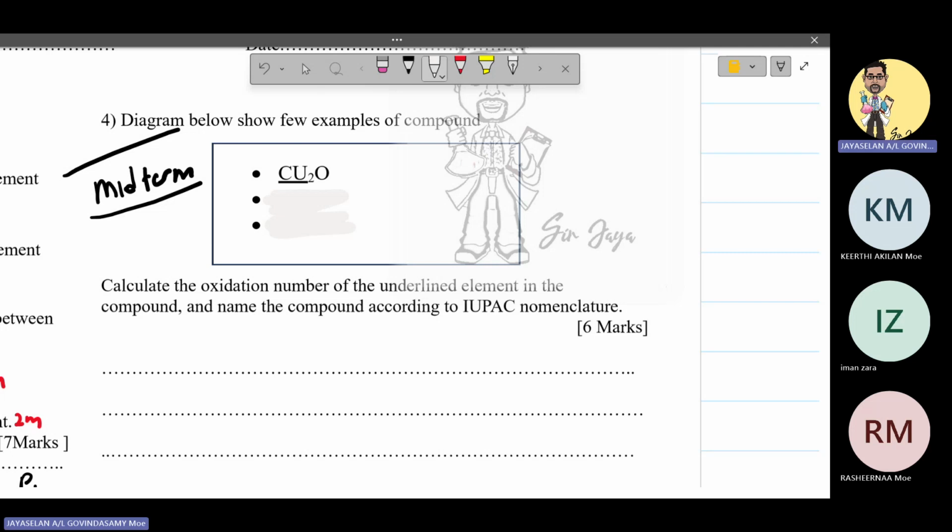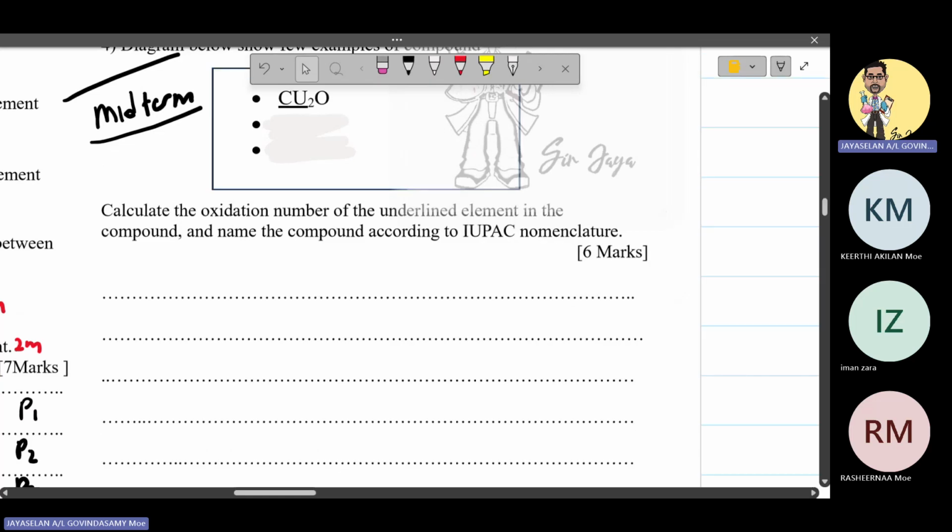Once you're done, raise your hand. Okay, we wait for everyone to finish. Finished already? Okay, now we all check the answer.